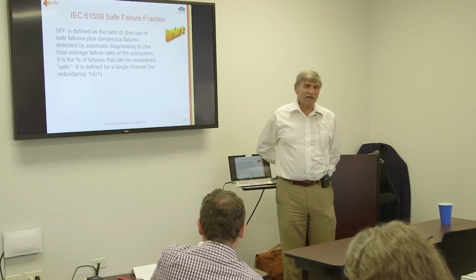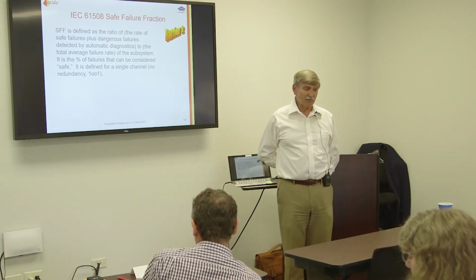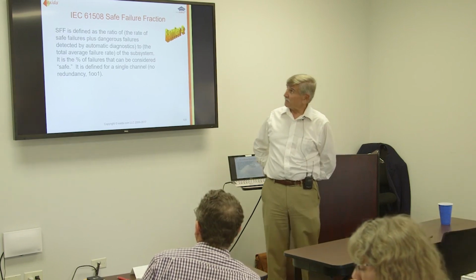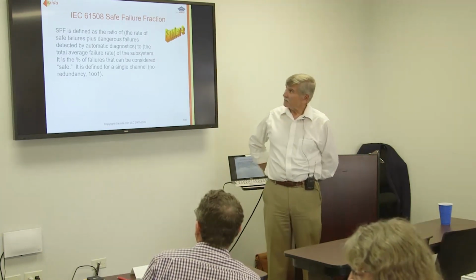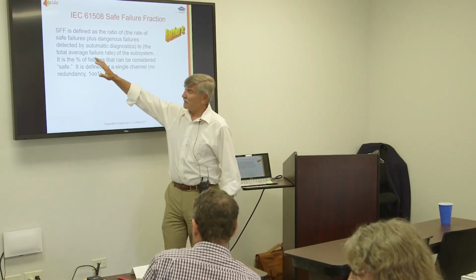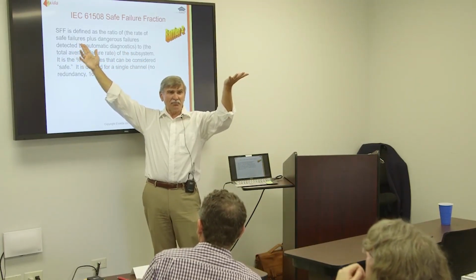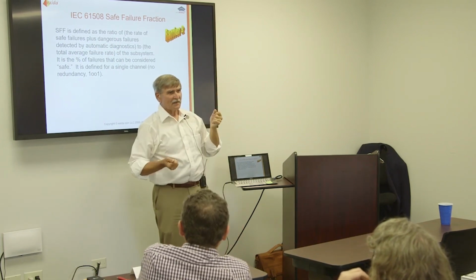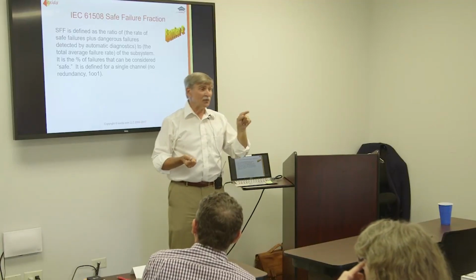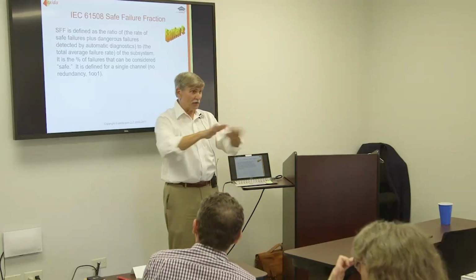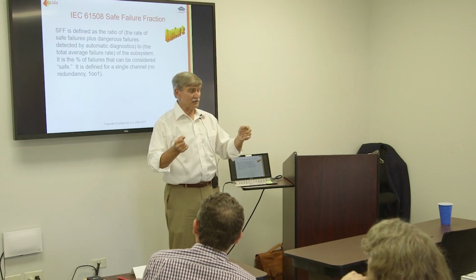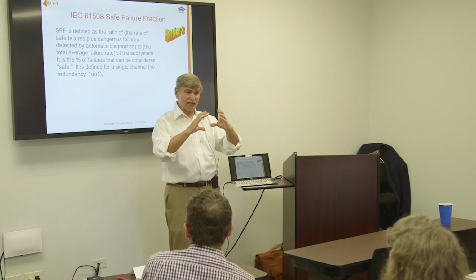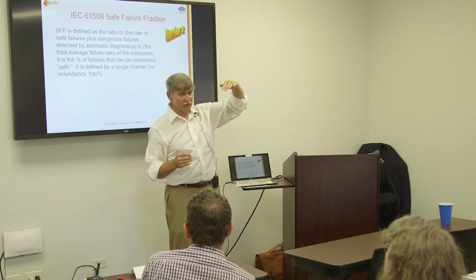IEC 61508, and I'm going to explain this metric because it was a big part of the standard early on, defined a metric called safe failure fraction. Now, it's defined as the ratio of all safe failures plus dangerous detected divided by the total. And so if there are no dangerous undetected failures, none, your safe failure fraction is 100%, or 1. If there's a whole lot of dangerous undetected failure, your safe failure fraction drops.